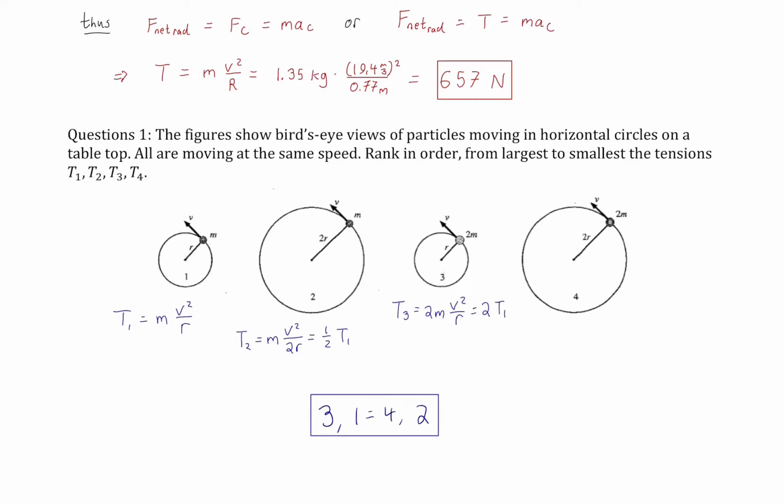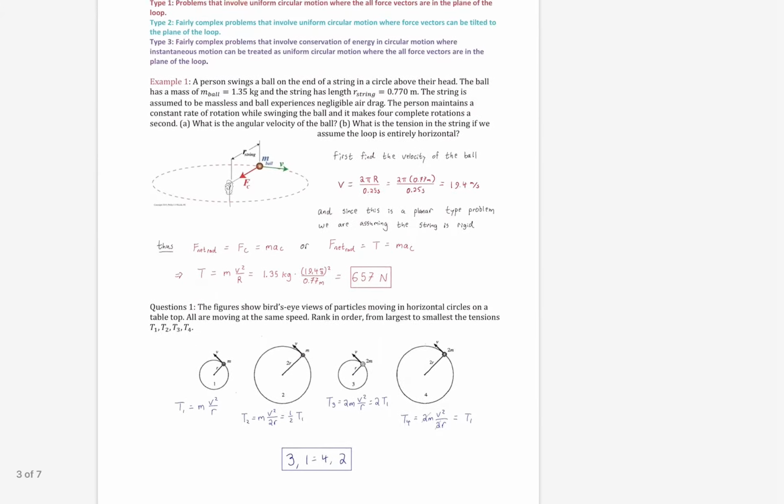Moving on here, we've doubled the mass but kept the radius the same. So then T3 is going to be twice T1. It's bigger, right? In other words, having a bigger mass means more tension. That makes sense. And then for 4, we double both things, but since one's in the numerator and one's in the denominator, the 2's effectively cancel out, and so T4 has the same magnitude as T1. So thus our ranking from largest to smallest. The tighter circle has the largest tension, especially because it's a tight circle with big mass. All right, let's look at our next one.